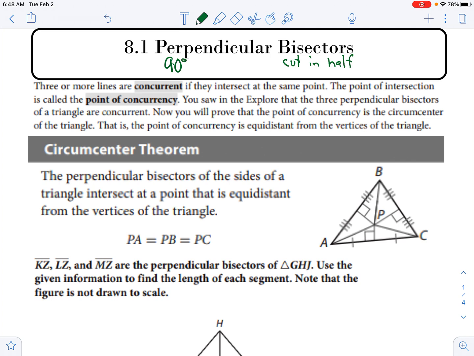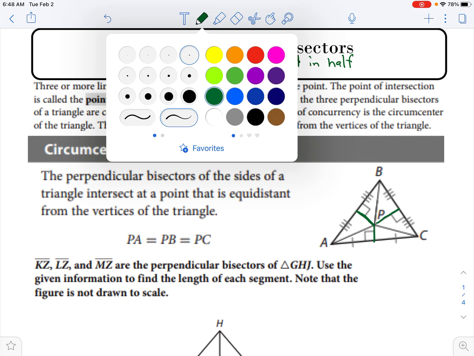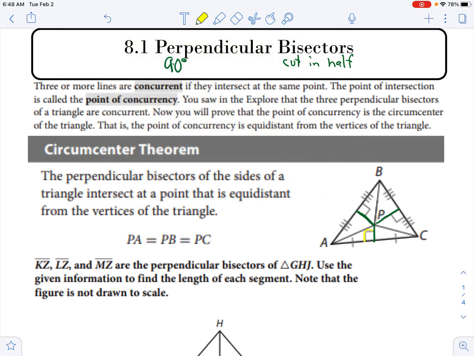So here we're talking about these lines right here. These three lines, they're perpendicular. They form a 90-degree angle, as we can see. So we see a 90-degree angle here, a 90-degree angle here, and a 90-degree angle here. And then we also see that these lines bisect, so they cut these sides in half as we go through it. So we bisect them here. So we have these perpendicular bisectors.